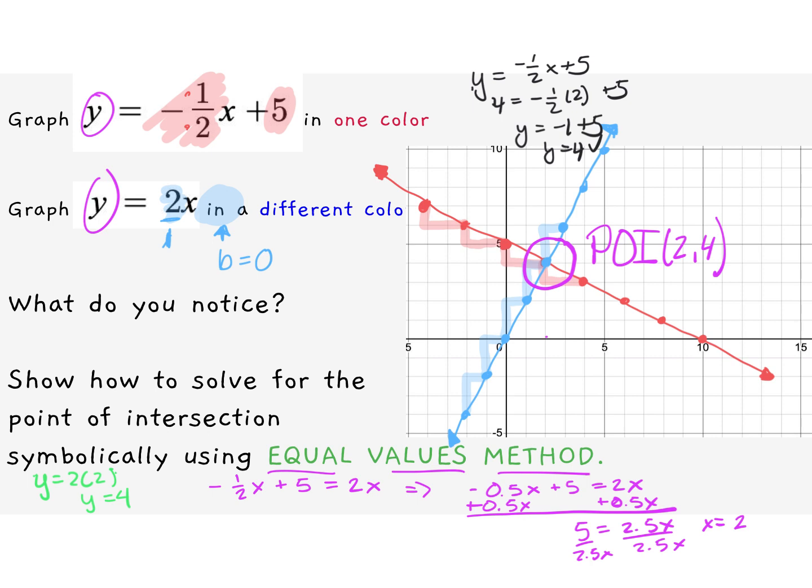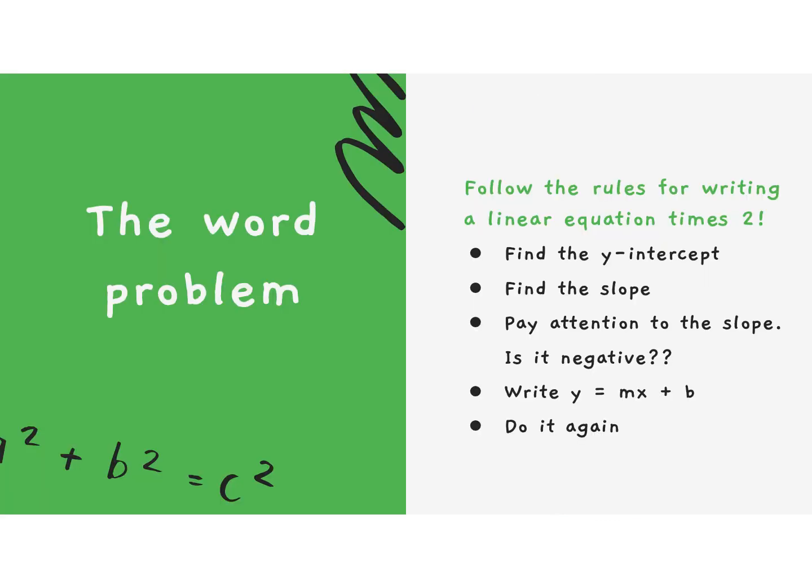Lots of points are associated with a problem like this, of course. So in addition to graphs and actual linear equations, we're going to use a word problem as an example for our systems. The rules for writing linear equations are that we find the y-intercept and the slope. We need to pay attention to the slope in the word problem. Is it negative? Is it positive? We're going to write an equation, y is equal to mx plus b, and then go back and do it again for the second line. Once we get two lines, we set them equal to each other and follow all the processes that we have done already. So let's give it a try.